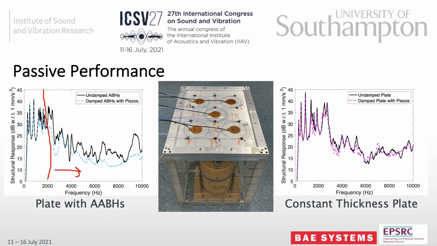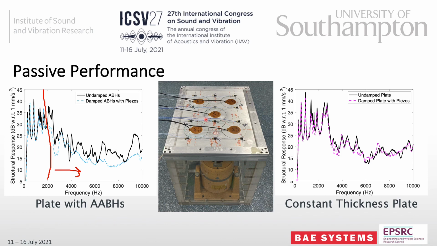we can see that the passive performance of this plate is pretty good. You get quite a lot of structural damping from the acoustic black holes. However, below 2 kHz, you can see that the acoustic black holes aren't performing as well. This is likely because below 2 kHz is below the cut-on frequency of the acoustic black holes. Therefore, we want to use active control to address this low frequency range.